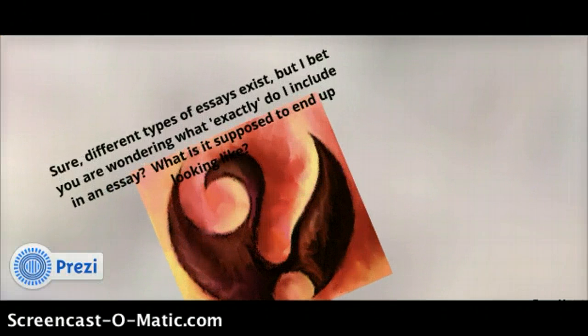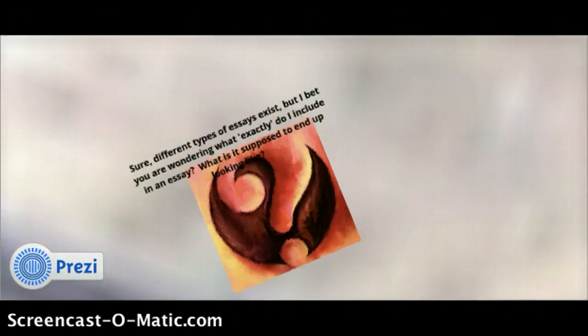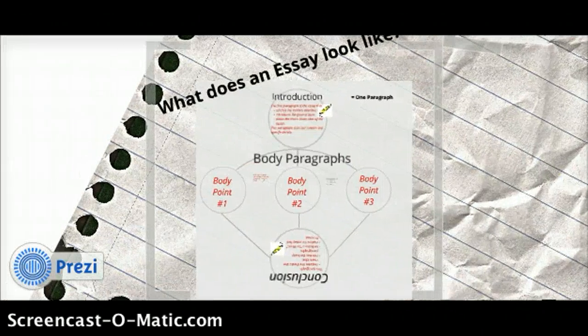Okay, so these different types of essays exist, but I bet you're wondering, what exactly do you include in an essay, especially since you're going to have to write them? What is it supposed to end up looking like? Well, let's take a look. An essay is going to have 3 main parts: the intro, the body, and even though it's upside down, it says conclusion. Let's take a look at each of these individually.